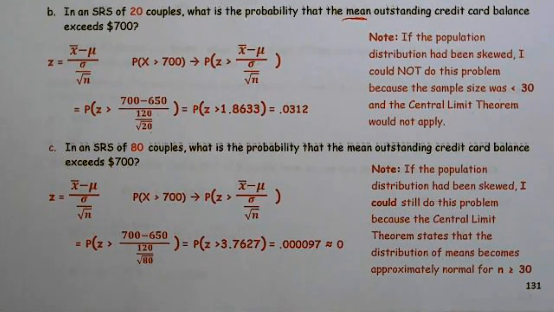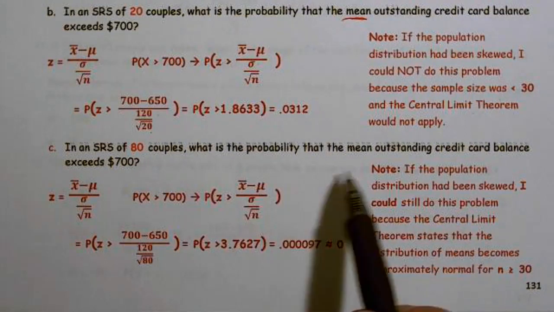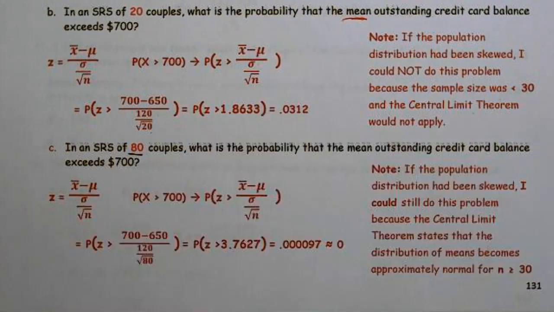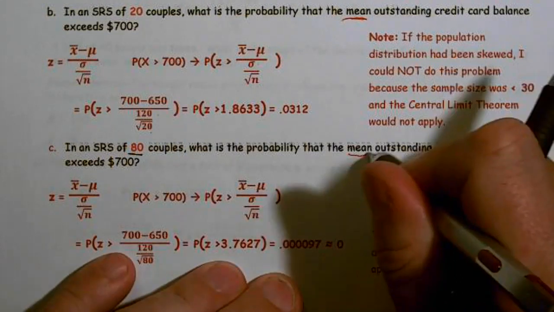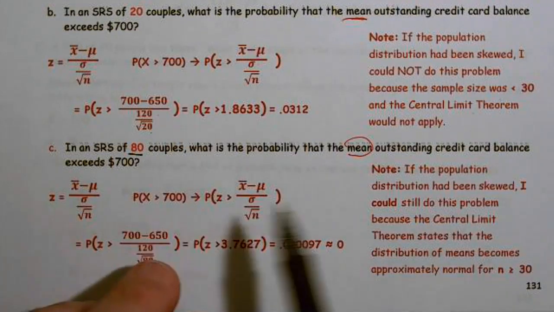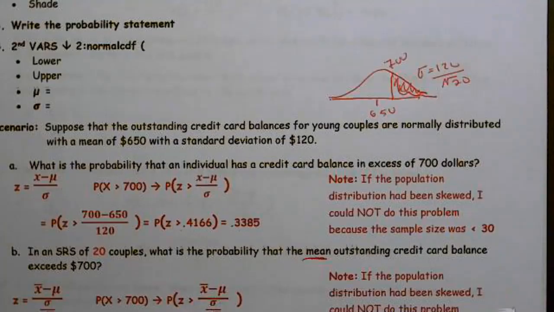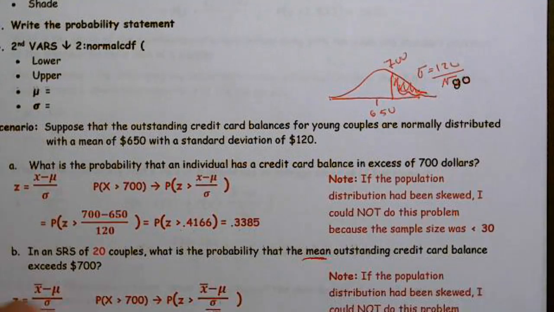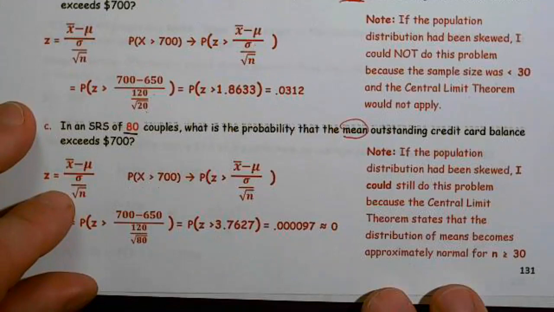Part C. In a simple random sample of 80 couples, what's the probability the mean outstanding credit card balance exceeds 700? By the way, they're asking for the mean, and we have to be careful to make sure they're asking for the mean, because the distribution of the sample means only applies to the means. I could still do this even if the underlying population were not normal, because my sample size is large enough. So once again, we're taking the same initial drawing, but instead of dividing by the square root of 20, it's now the square root of 80, and we're expecting something substantially narrower.